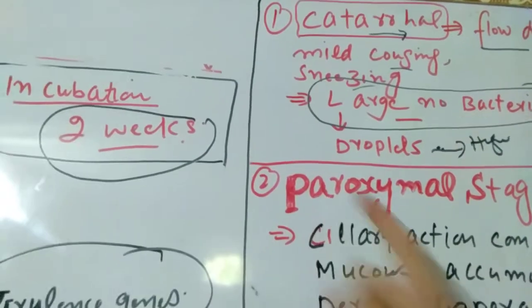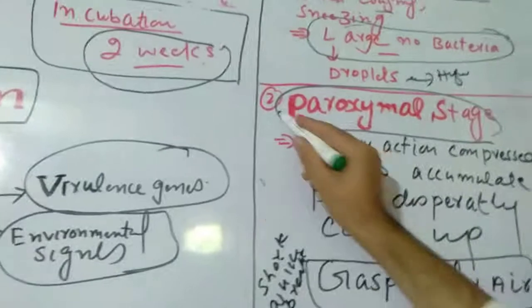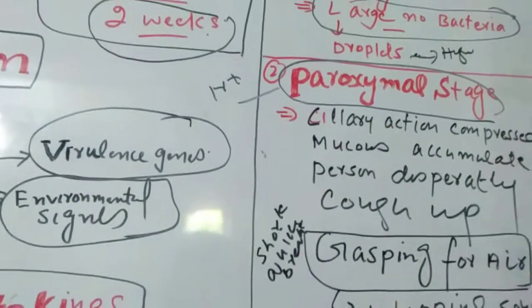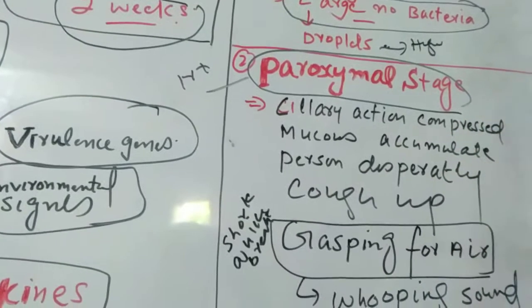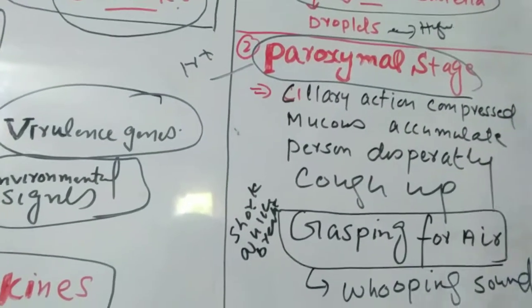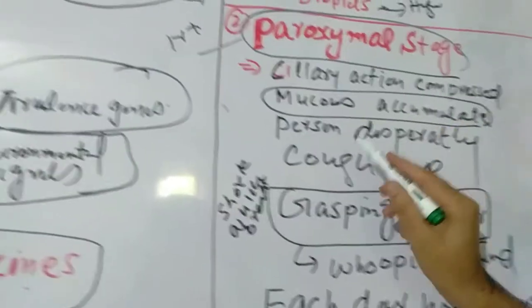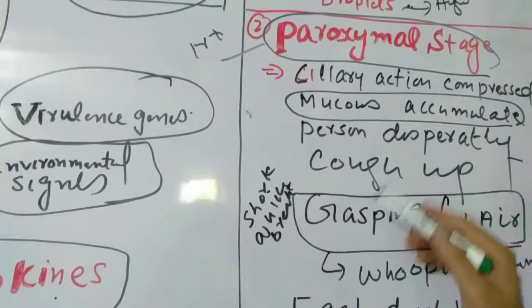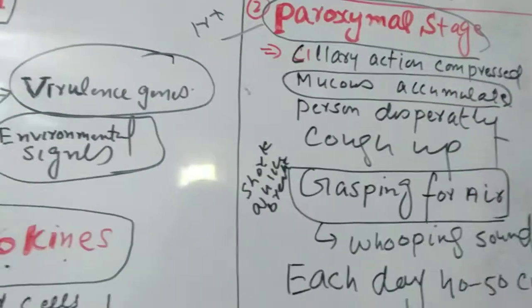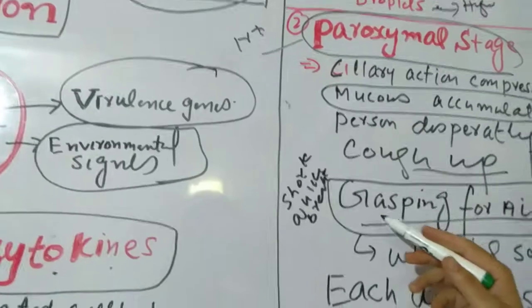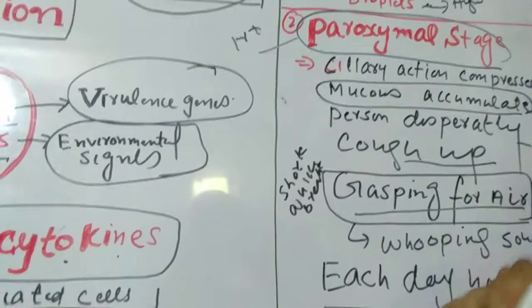The second stage is the paroxysmal stage. Paroxysmal means irritating. What happens in this stage? The ciliary action is compromised. When the ciliary action is compromised, mucus accumulates. After the accumulation of mucus, the person desperately wants to cough it off, gasping for air. It means that the person wants to breathe quickly.